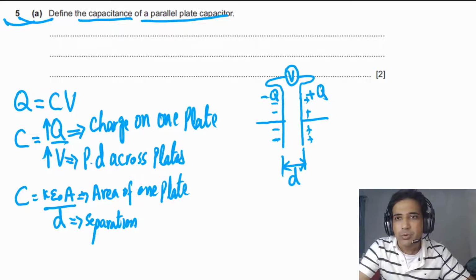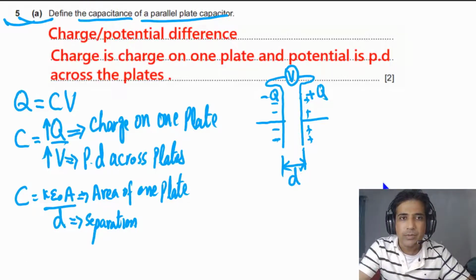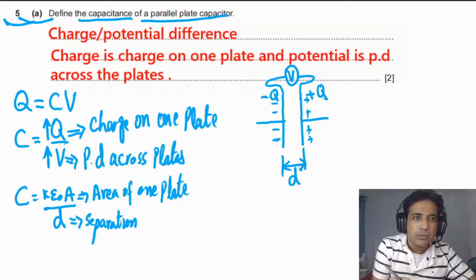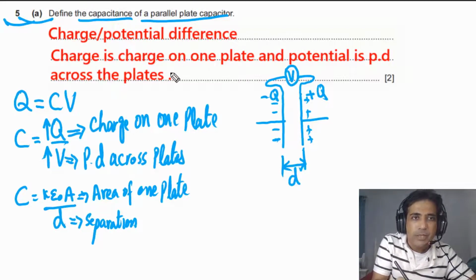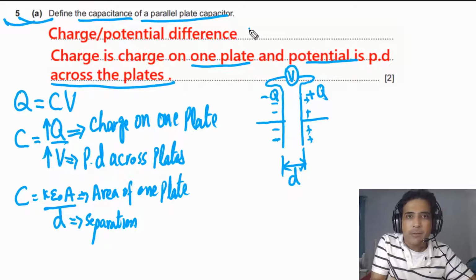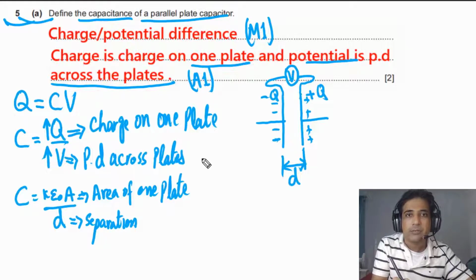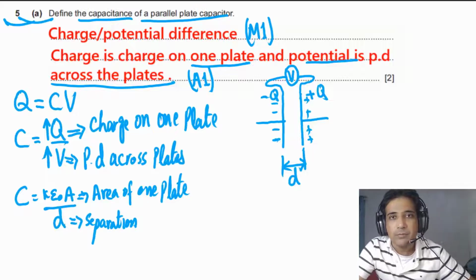Now let me show you how you can write down the answer. You can simply mention capacitance is equal to charge over potential difference, where charge is the charge on one plate and potential difference is the potential difference across the plates. This has the M mark. If you have written charge over potential difference, you will get the M mark. And if you have defined what Q is and what V is, you will get the second mark, which is the answer mark. This is how marks will be awarded for this question.